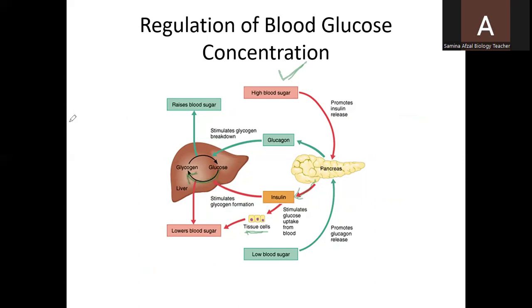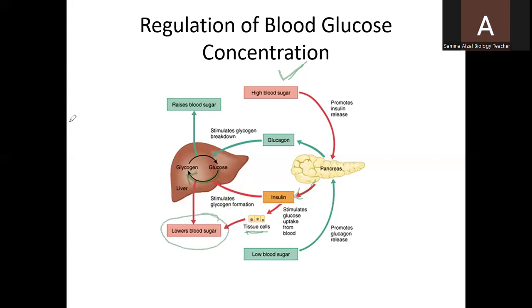So in the form of glycogen, the glucose is stored in the body. And in this way, the extra glucose is controlled, or in this way, the blood sugar level is reduced to the set point.